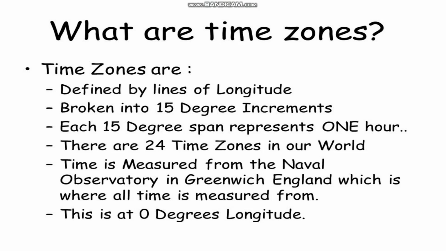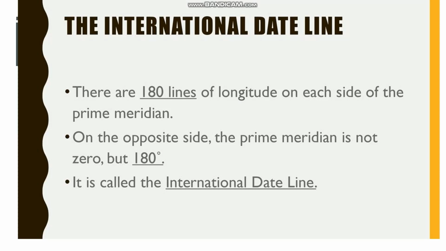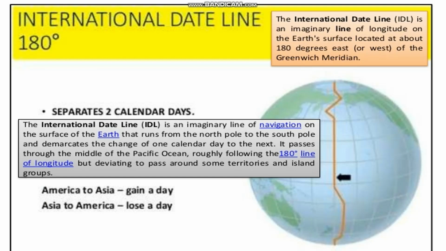Now, let's move on to the international dateline. There are 180 degree lines of longitude on each side of the prime meridian. On the opposite side of the prime meridian it is not 0. That is, the 180 degree line of longitude is there. That 180 degree line of longitude is called the international dateline. Now, did you all understand what the international dateline is? Yes. Now we'll discuss in detail.